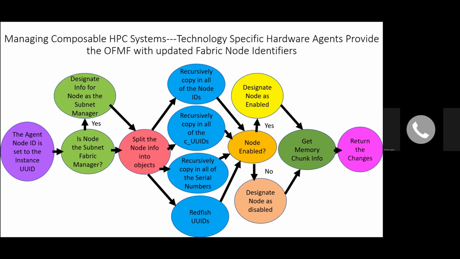the OpenFabrics Management Framework. It goes and as a subnet manager recursively crawls through a fabric and provides us with information on endpoints, links, switches. That information gets updated and put into the OpenFabrics Management Framework. If we find out information on some fabrics can provide information and control memory chunks, it'll do that as well. Next slide.